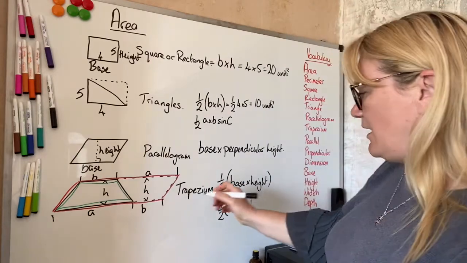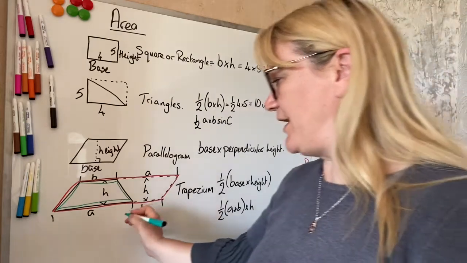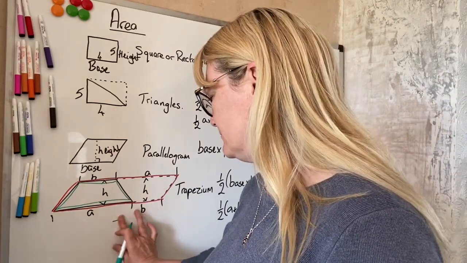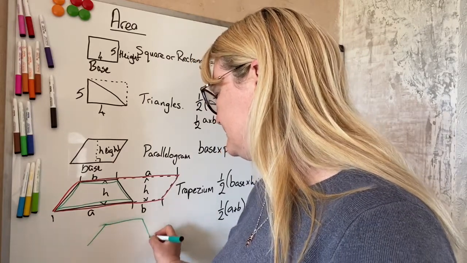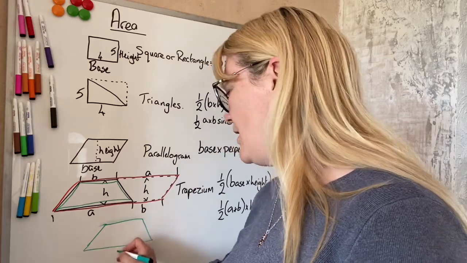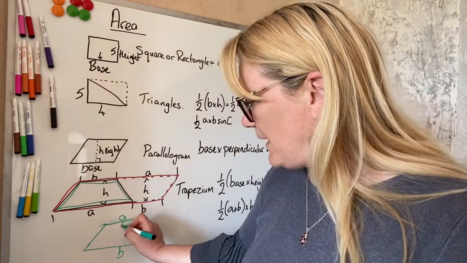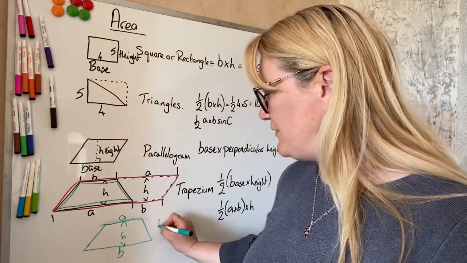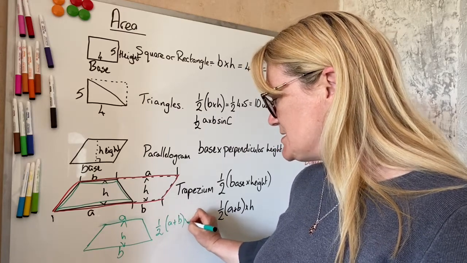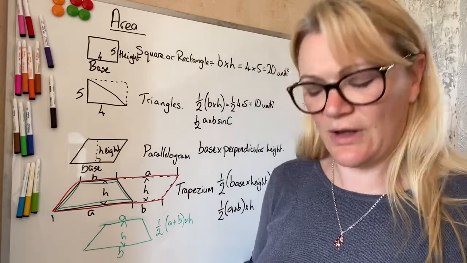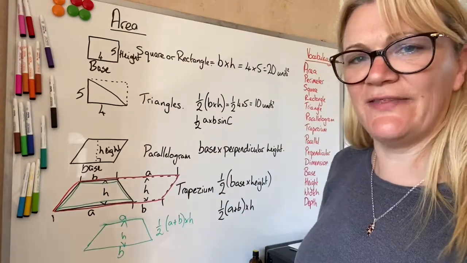So I might draw it out again to try and make it a little clearer for you. If I have just one trapezium, it's not very clear, is it? If I have just one trapezium, my formula, and I'm going to call the top A and the bottom B, and the distance between them H, my formula is half of the base and the top times the distance between them. Okay, half of A plus B times H. Hopefully you'll find that useful.